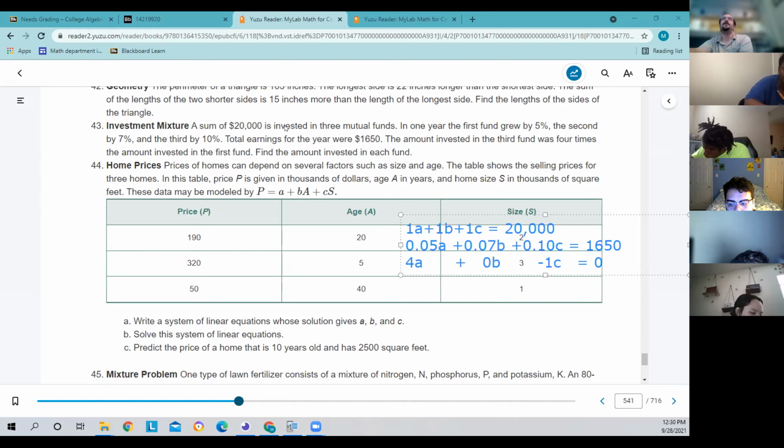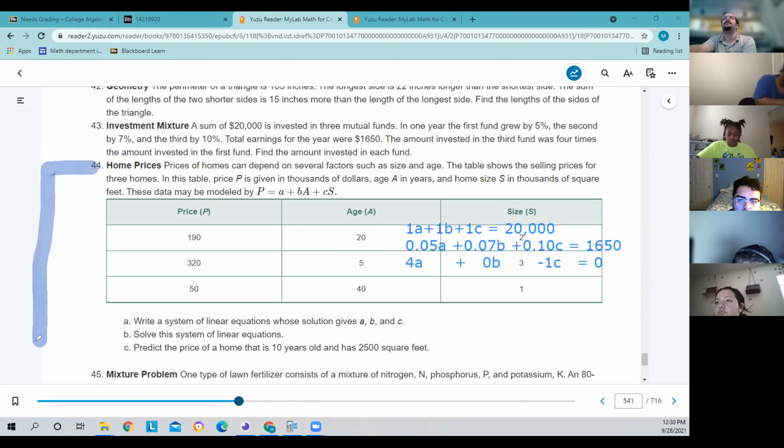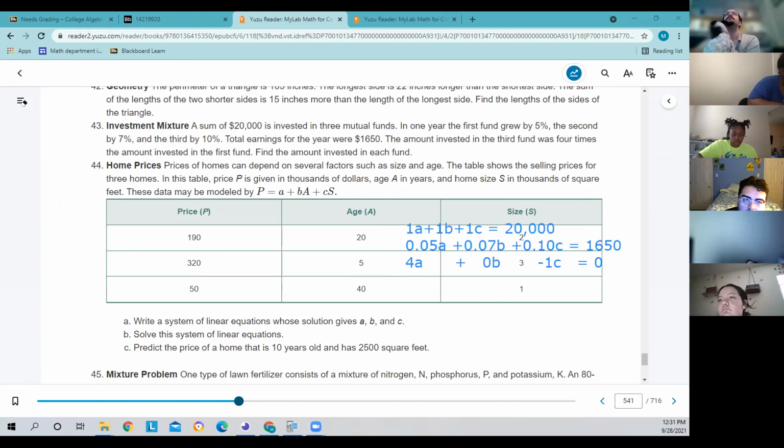All right, so can we put this in a matrix is the next question. We're going to solve this with the matrix? Yeah, what does my matrix look like? It's like 20,000, the first row.